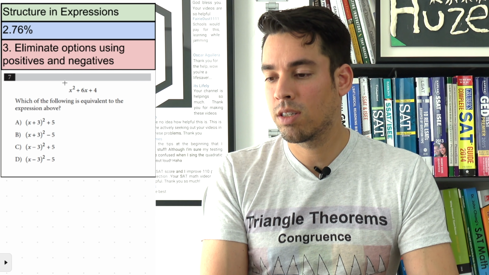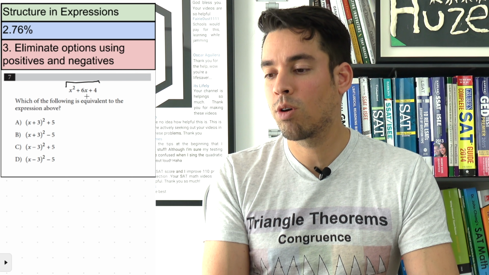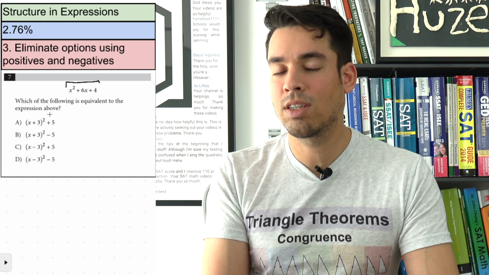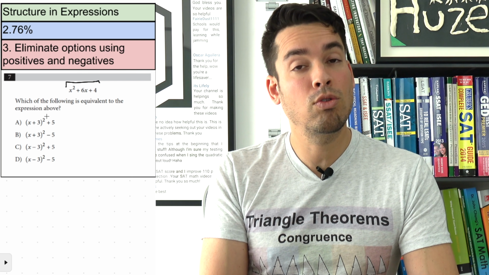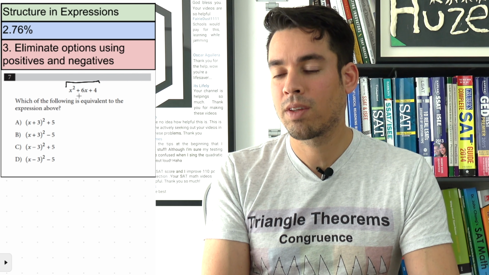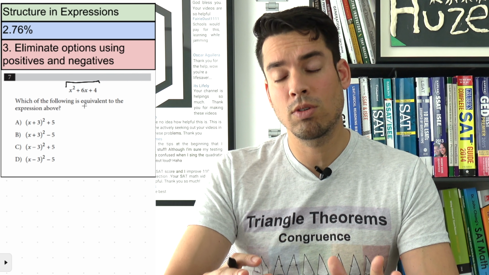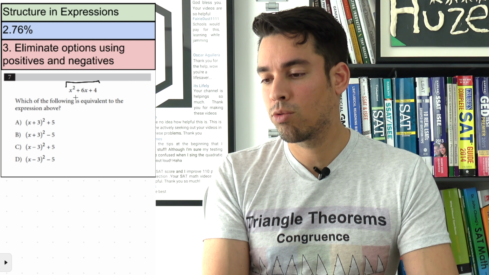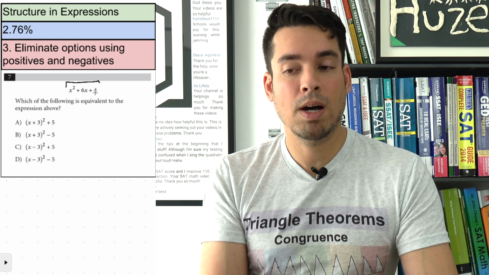Structure in expressions is really all about manipulating expressions, moving things around to get equivalent expressions. So if we look at this one, we've got a nice quadratic, x squared plus 6x plus 4. Which of the following is equivalent to this? Now I could go through and FOIL all these, or I could put this into vertex form. I'm going to do neither. Instead, I'm going to say, well, these are all positive, right?